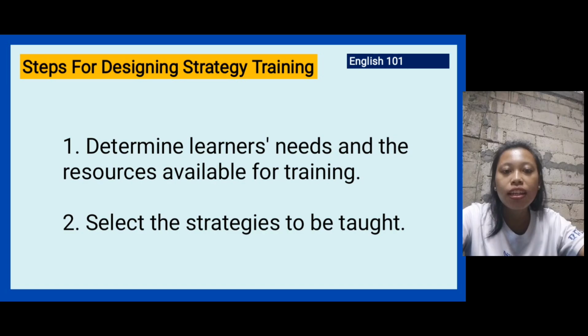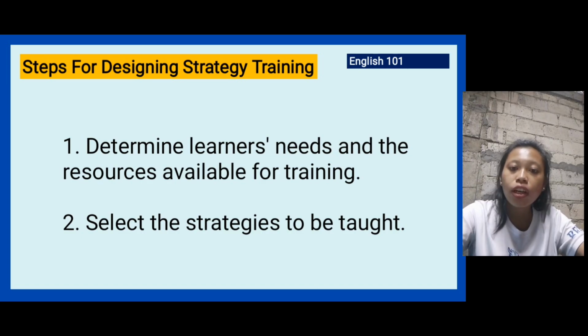Okay, next, select the strategies to be taught. In here, you have to choose the specific learning strategies that match students' needs. Example, if students have trouble remembering vocabulary, the teacher decides to teach memory strategies like grouping words or using flashcards.